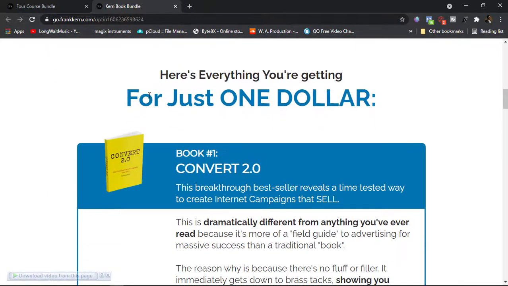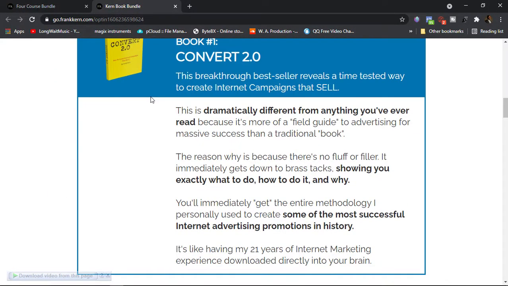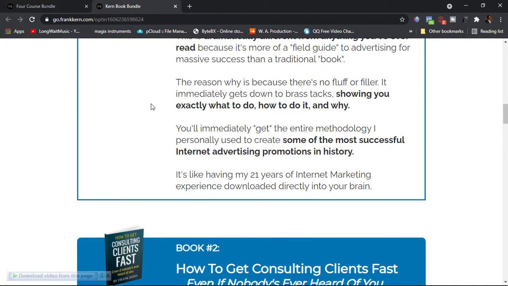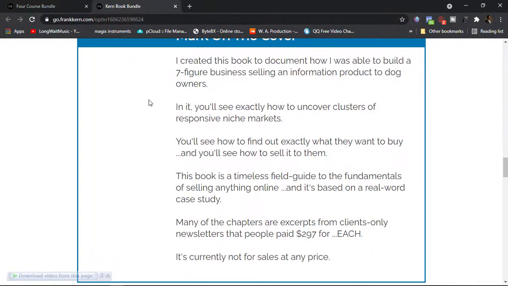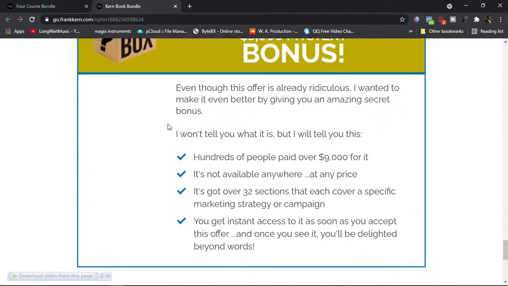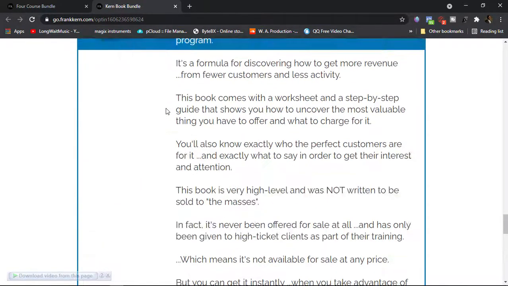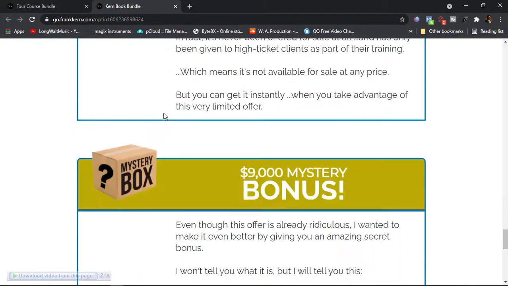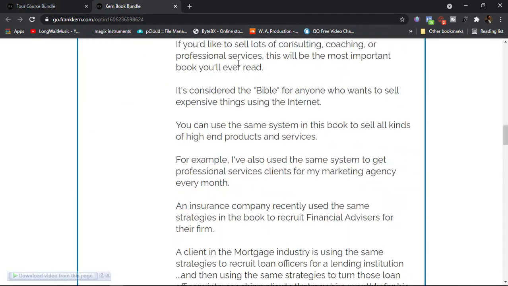How are you going to explain to yourself that $1, unless this is a subject matter that does not concern you? So you go on, and then you see, and it just talks about all the different stuff that is involved. And look at it, mystery box, and then it dials up your curiosity by putting a $9,000 mystery box.